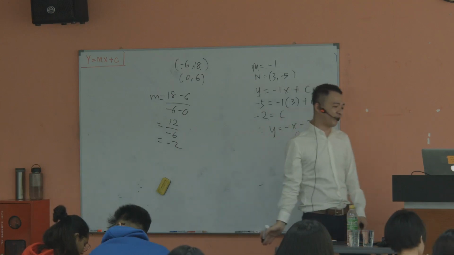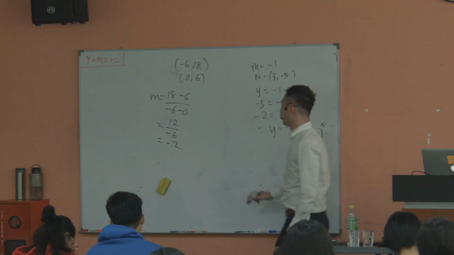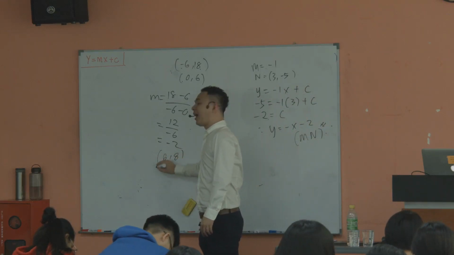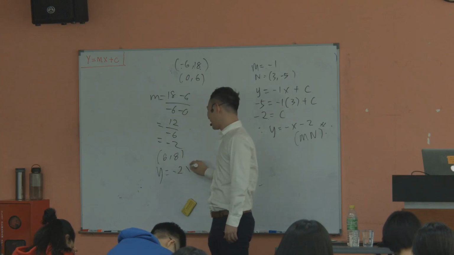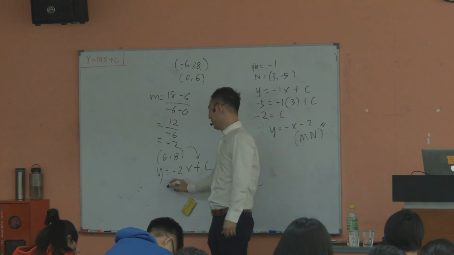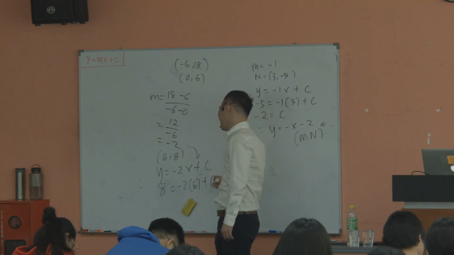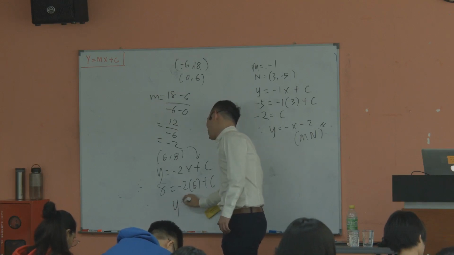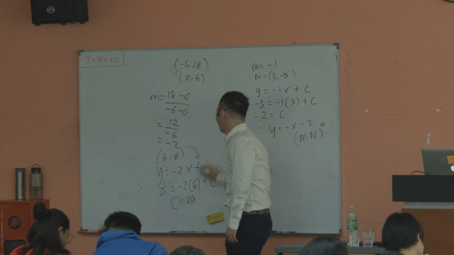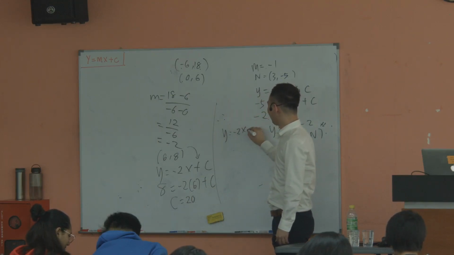The next thing I will find is the coordinate. The coordinate will be 6, 8, right? So I'm going to use the 6, 8. So y equals -2x plus c. Plug this into x and y: y is 8, x is 6, plus c. So c equals 20, isn't it? Therefore, the equation is y equals -2x plus 20.